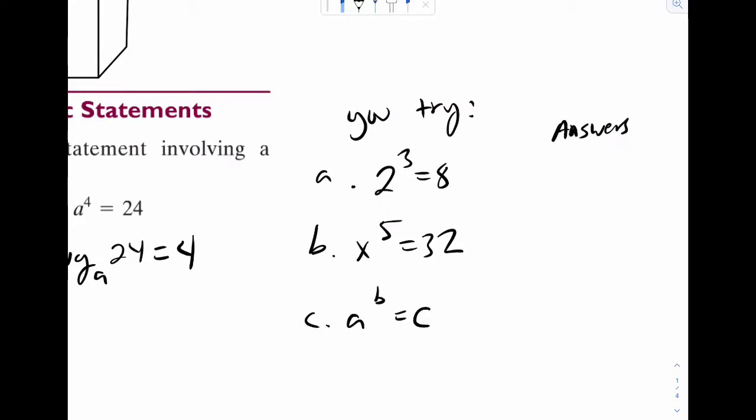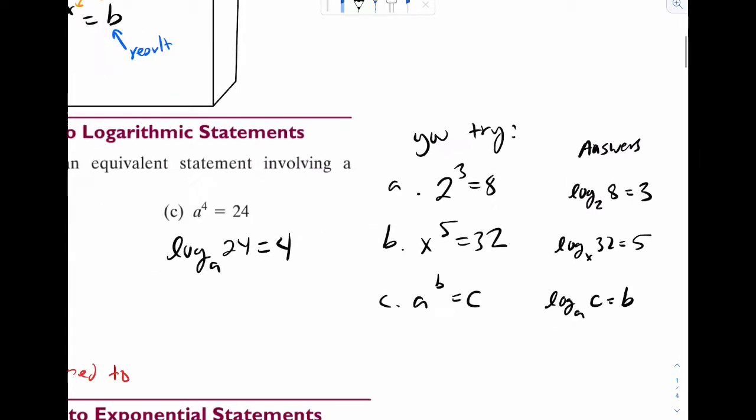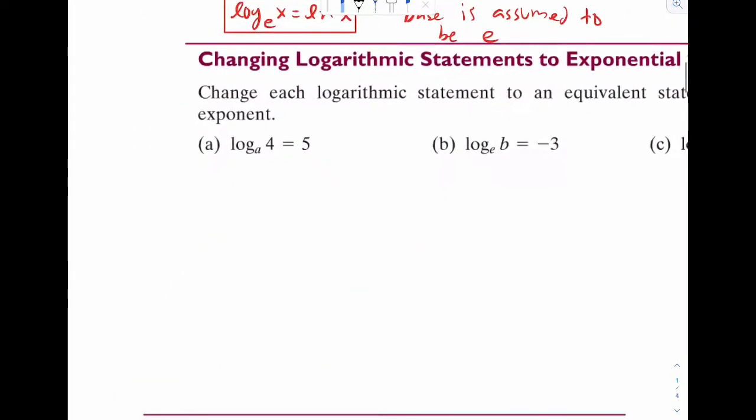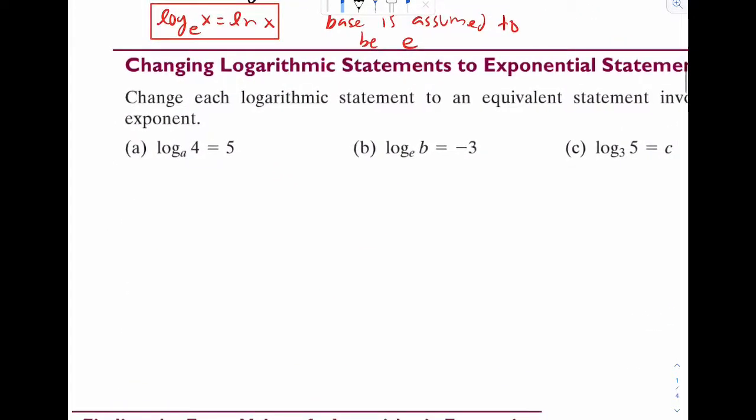The answers are log base 2 of 8 is 3. Log base x of 32 is 5. Log base a of c equals b. Those are your answers. Okay, now we're going to do the opposite. It gives you a log. And notice how I'm reading it. Log base a of 4 is 5.